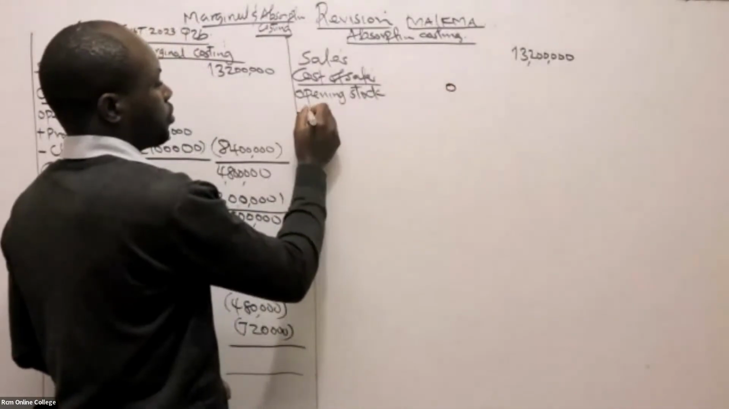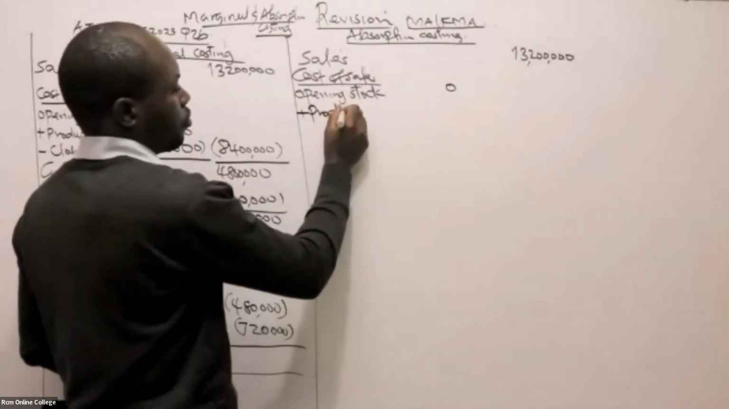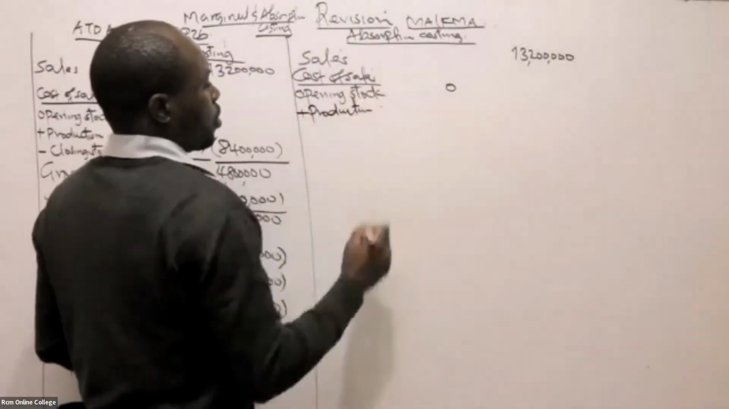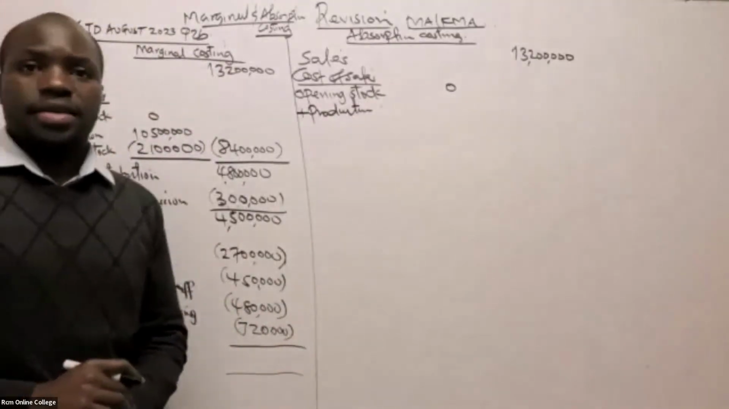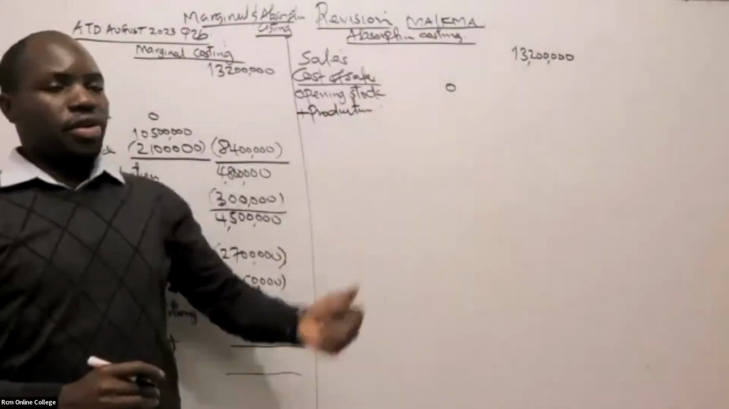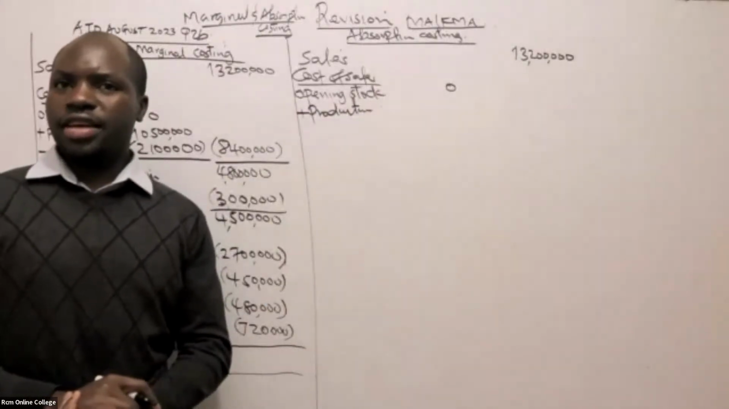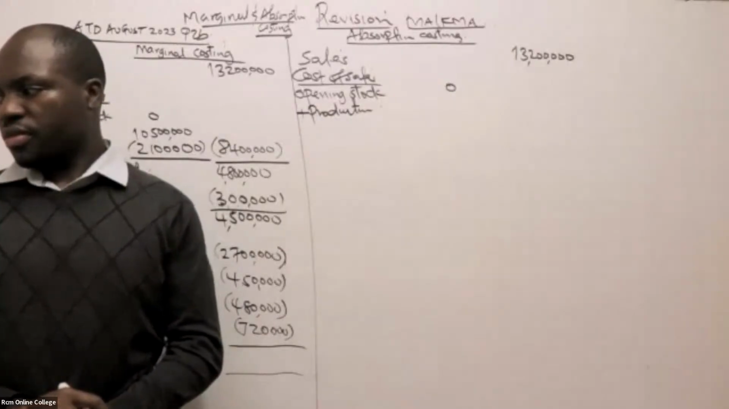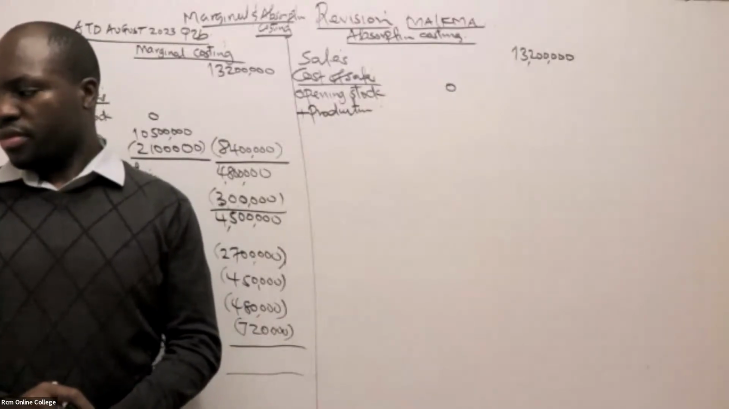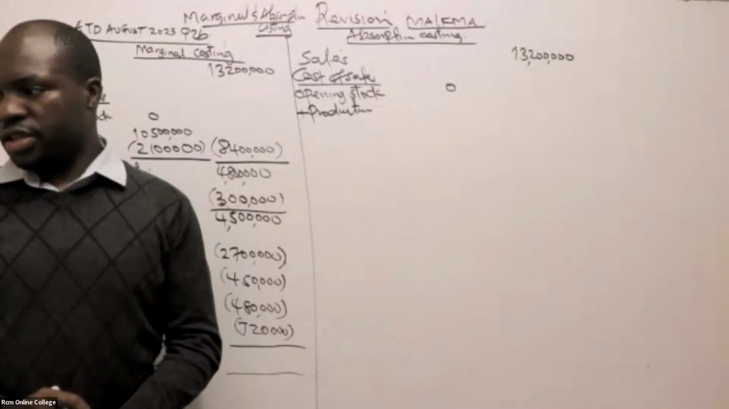We add production. How many units were produced? 30,000. Production cost per unit under this method is 440. So can you take 30,000 by 440?